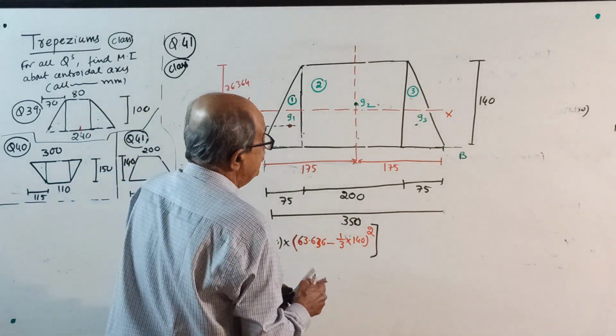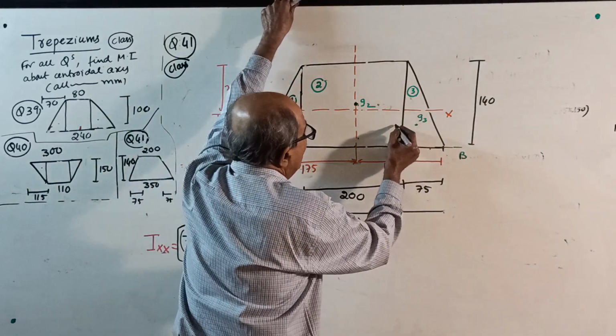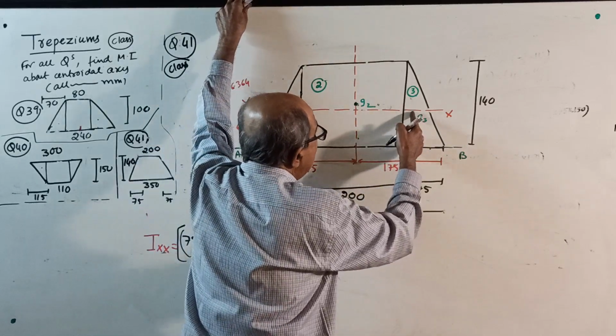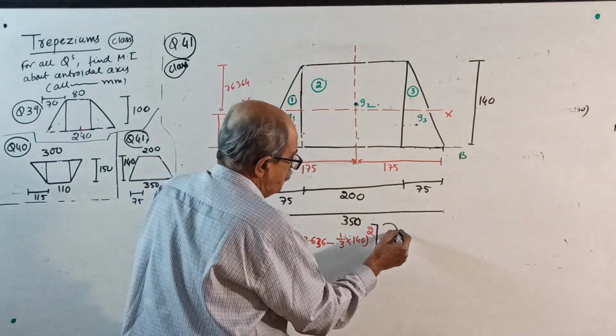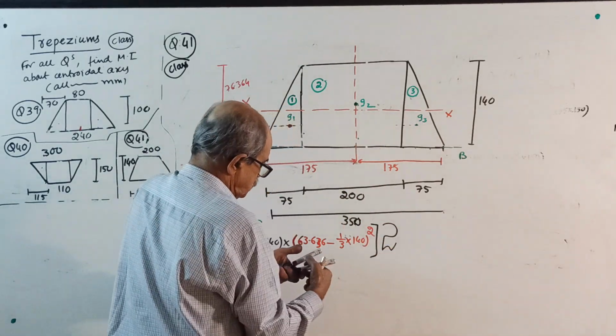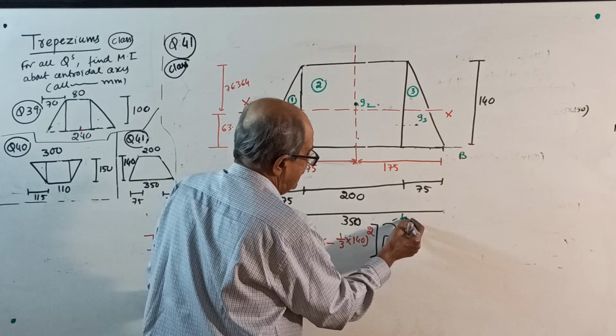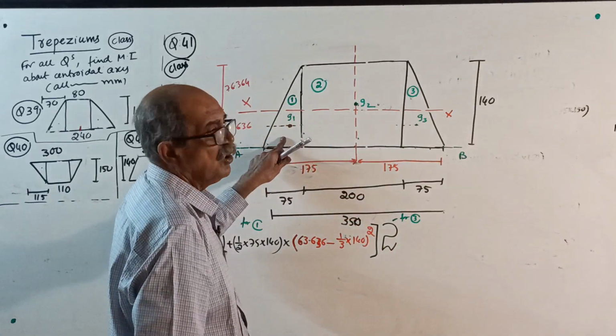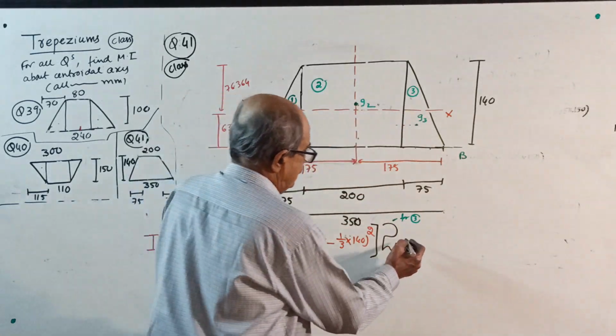Now do one thing. Even here, I about its own axis is the same as this one, area into the same distance square. Therefore, you multiply by 2. This 2 is for 3. You need not calculate for 3 once again. Whatever you got for 1, into 2, plus.